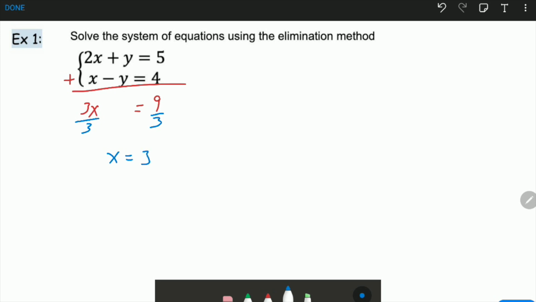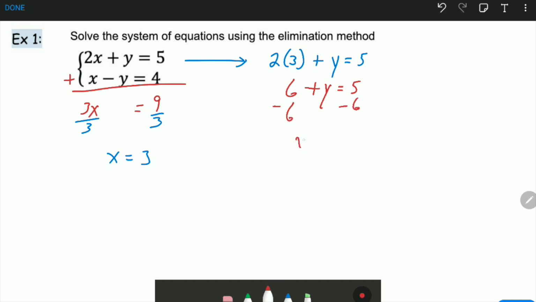We still need to find y. So to finish off, we need to choose one of our equations, plug our x back in, and then solve for y. I'm going to choose the first one there. So I'm going to replace x with 3. So 2 times 3 plus y equals 5. 2 times 3 is 6. Then just subtract 6 on both sides here. We have y is negative 1. So the answer is the ordered pair 3, negative 1.